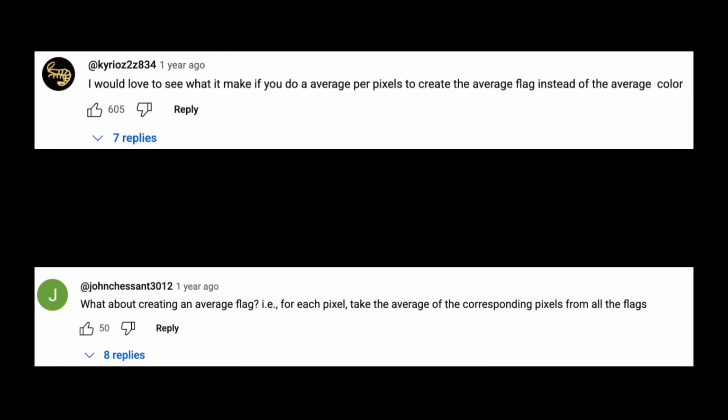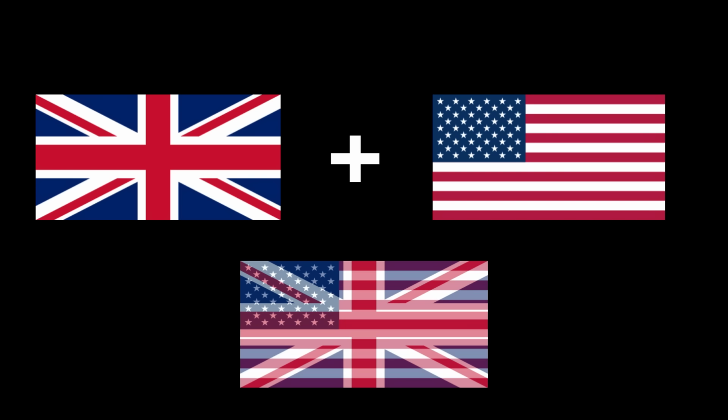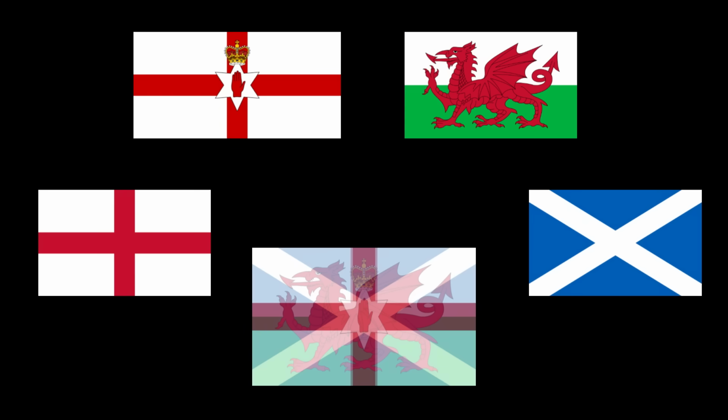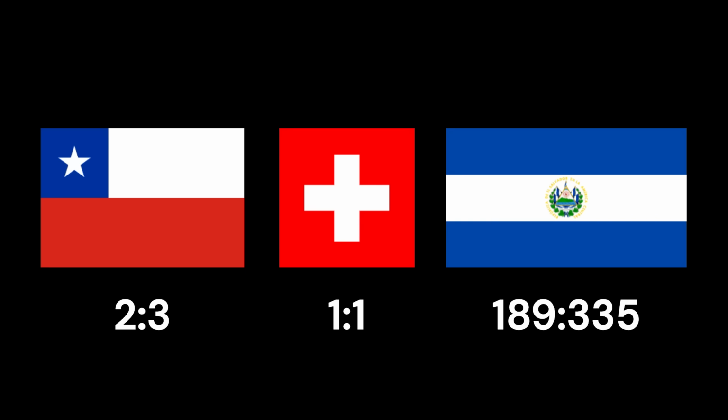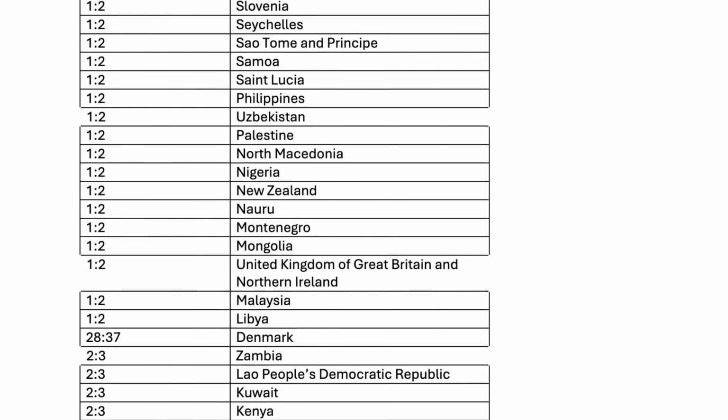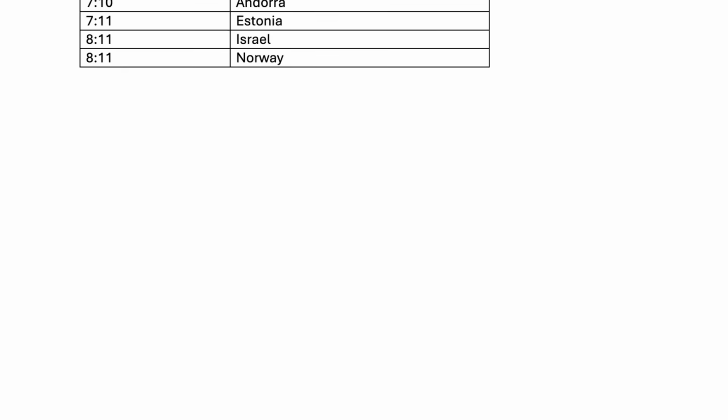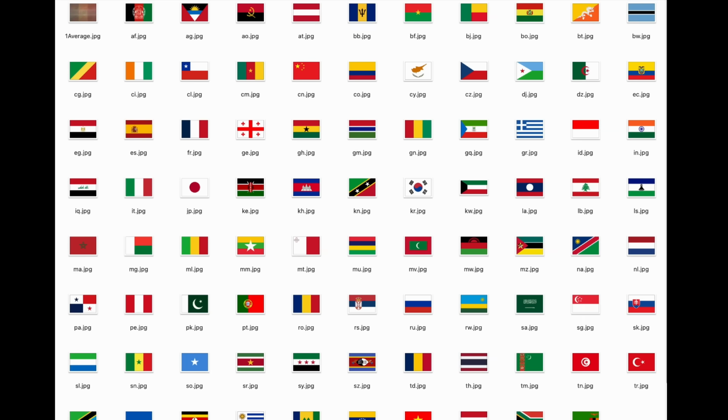What happens when you take all the flags and create an average flag based on pixel color? A slight issue is that not all flags have the same aspect ratio, so I created one flag for each ratio. We're gonna start off with the most common ratio, which is 2:3.